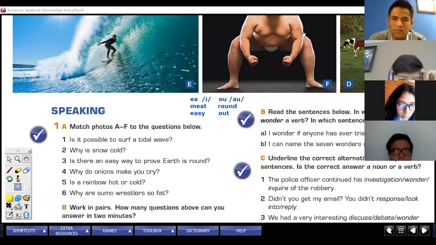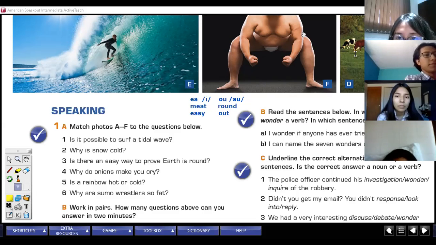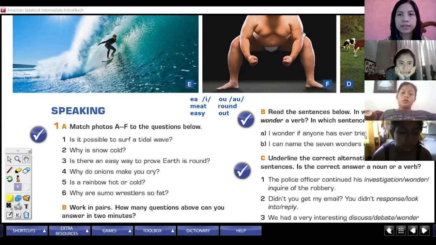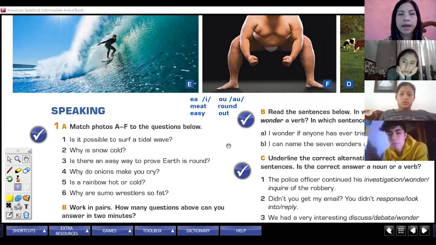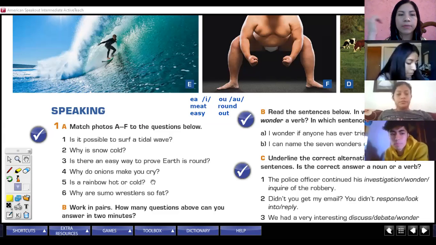Is a rainbow hot or cold? Hot or cold? Cold. Okay, that is picture D. Is the question clear for you? Do you understand the question? Is a rainbow hot or cold? Yes? Okay. And number 6, Fatima?